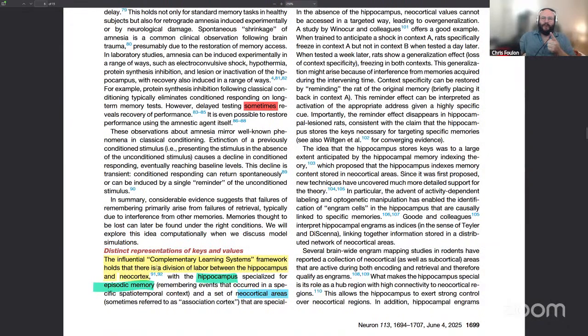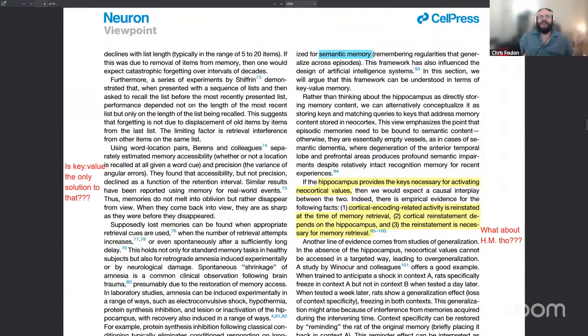And that's the part for Marcella, the complementary learning systems. That's also one of their arguments for the key value model, where they say that the hippocampus is specialized for episodic memory, and neocortical areas are specialized for semantic memory.